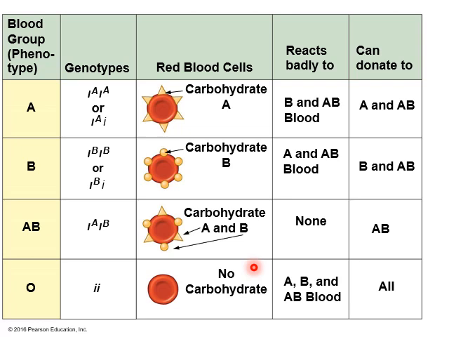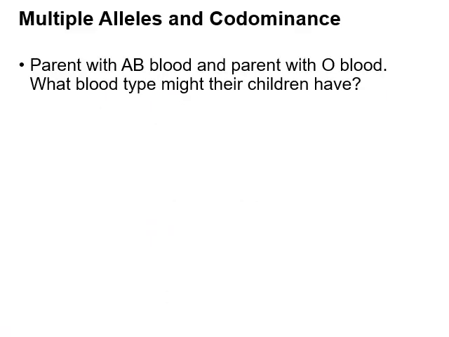Okay, so that's a whole bunch about your blood type. If you know your blood type, think about that in the context of this chart and what I've taught you. So let's do an example here to see what blood types the children might potentially have in this circumstance. Let's say we have a parent that has AB blood and a parent that has O blood, right? So let's think about what blood type their children could have.